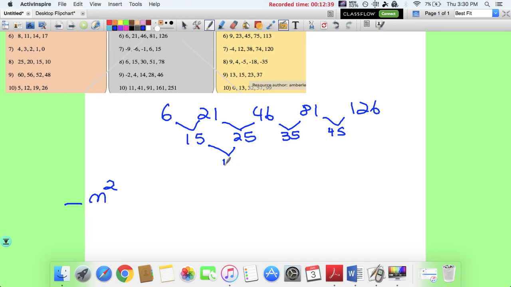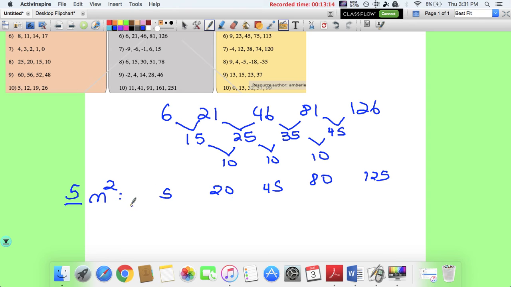Let's take the second difference. 10, 10, 10. Half of 10 is 5, so that's going to be my coefficient. This is a 5n squared sequence: 1 squared is 1, times 5 is 5; 2 squared is 4, times 5 is 20; 9 times 5 is 45; 16 times 5 is 80; and 25 times 5 is 125, right? So that's what a 5n squared sequence would look like.